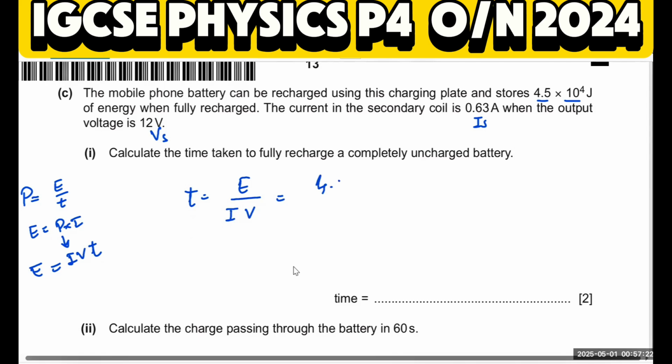So the energy is given, 4.5 times 10 power 4. Current is given, that is 0.63. Voltage is 12 volt. So we will get 6,000. The unit of time is seconds. So 6,000 seconds you will get.